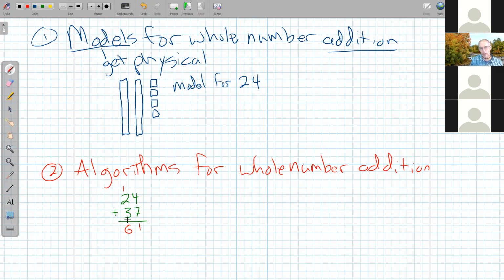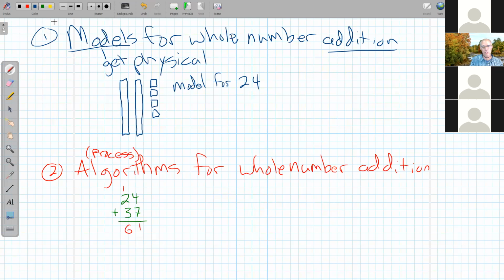So that's an algorithm right there, right? There's nothing physical about it. I don't have blocks to play with. I don't have toys. I'm not showing you something physical. I'm just scratching these symbols on a piece of paper. This is an algorithm. An algorithm is a process that we follow to get the job done.